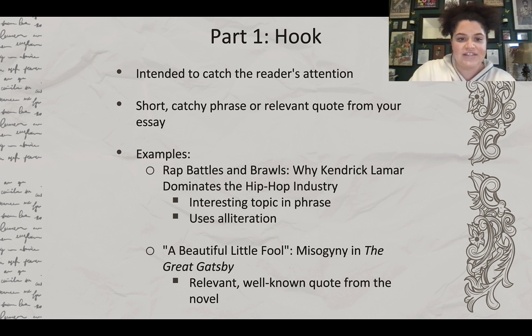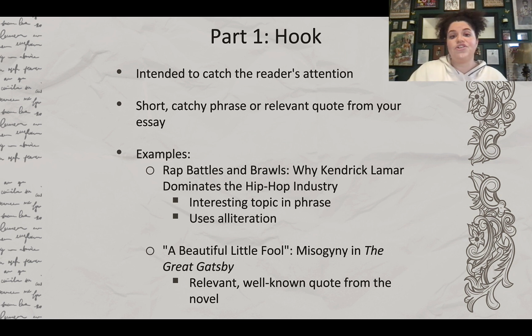Here are a couple of examples. So first, Rap Battles and Brawls: Why Kendrick Lamar Dominates the Hip Hop Industry. So the first part is the hook before the colon. And this is considered a hook, one, because it's kind of just like an interesting topic within the phrase, rap battles. It's not something boring, like that's something exciting and intriguing that ideally would make your reader want to actually continue to read your essay.